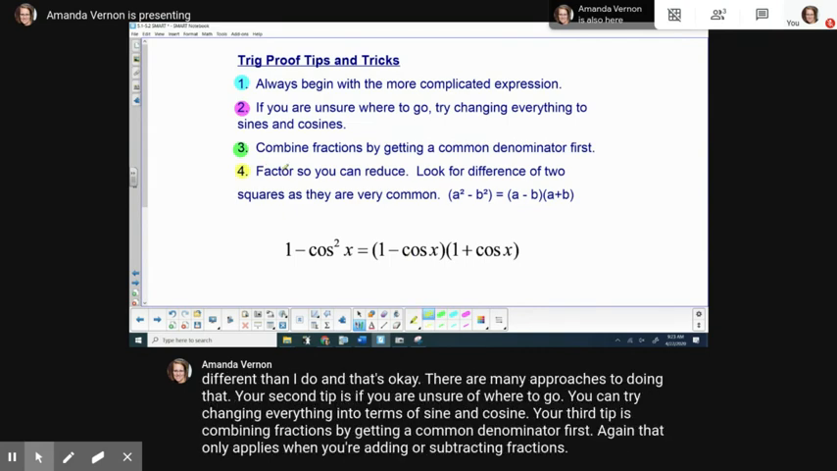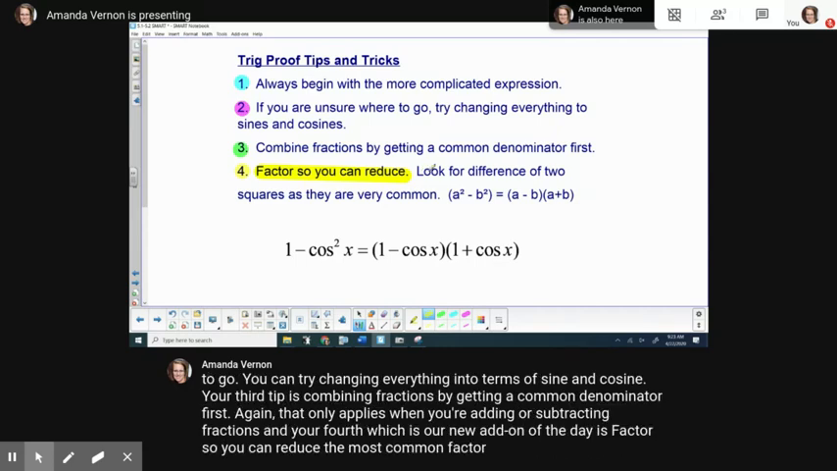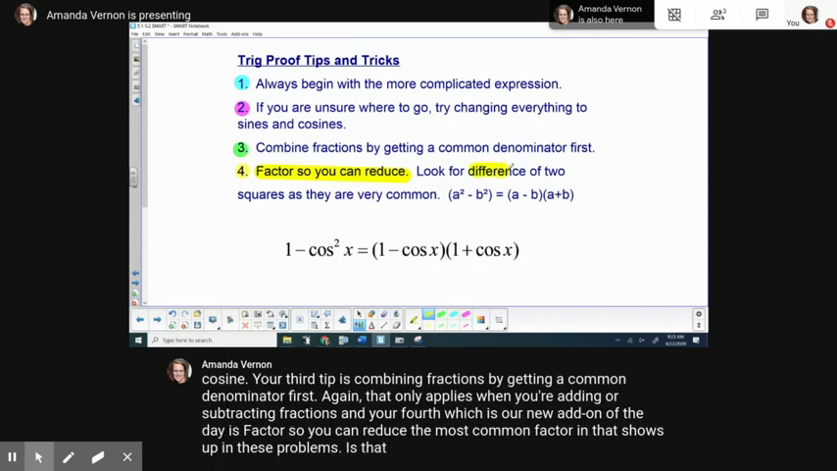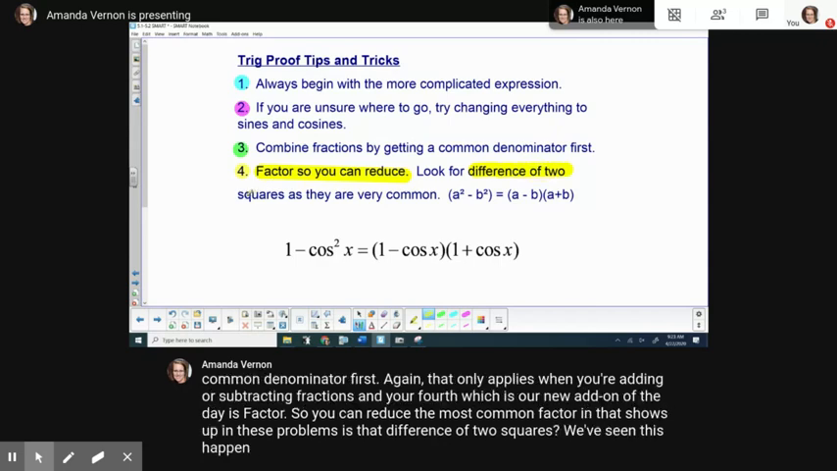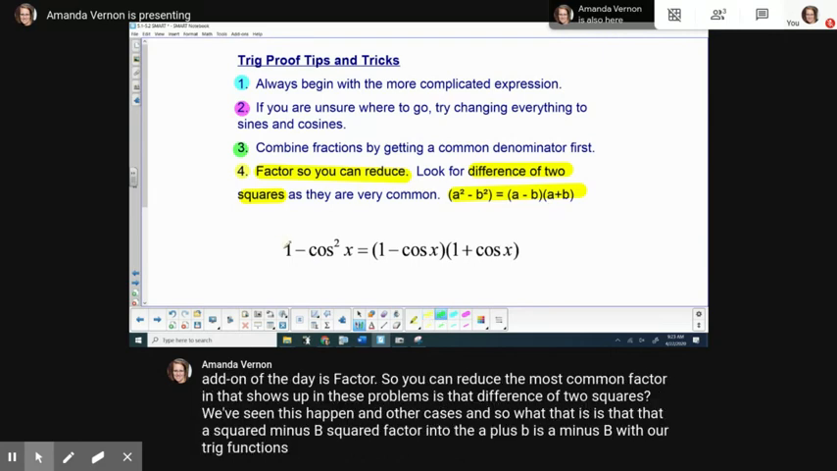And your fourth, which is our new add-on of the day, is factor so you can reduce. The most common factoring that shows up in these problems is that difference of 2 squares. We've seen this happen in other cases. And so what that is, that's a squared minus b squared, factoring to a plus b times a minus b. With our trig functions, that would be like 1 minus cosine squared.